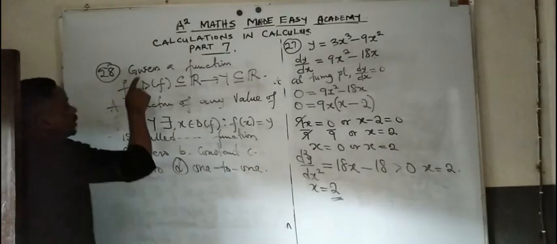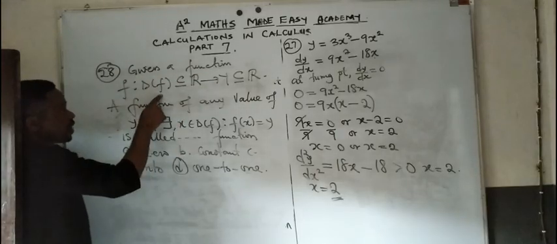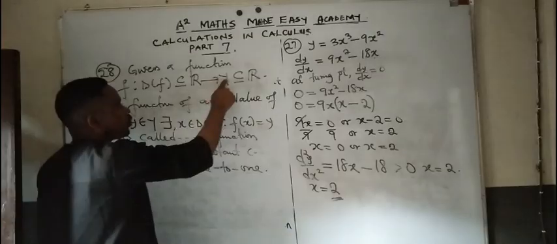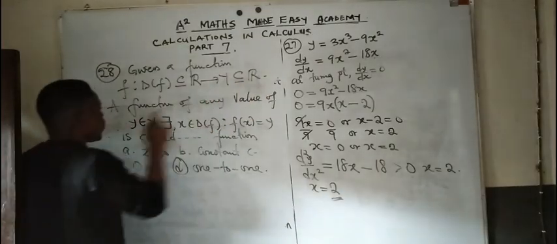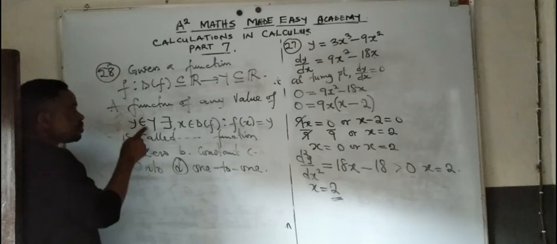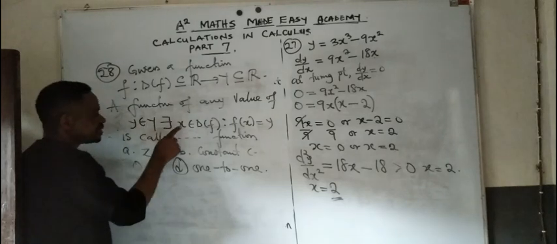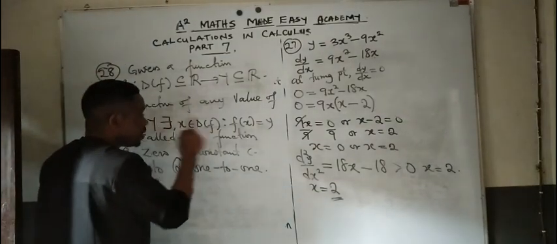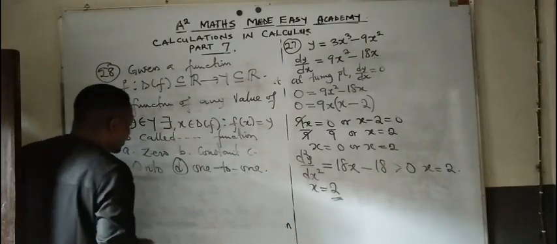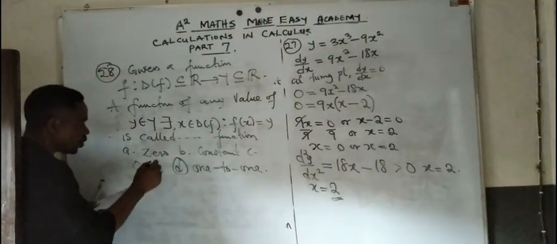Now look up. I take it again. Given a function f, the domain of f is a subset defined in real numbers, mapping to Y, and Y is a subset defined in real numbers, full stop. For any value of small y that is a member of big Y, there exists an x that is a member of the domain of f such that f of x is equal to y is called a dash function. The correct answer is option C, which is onto.